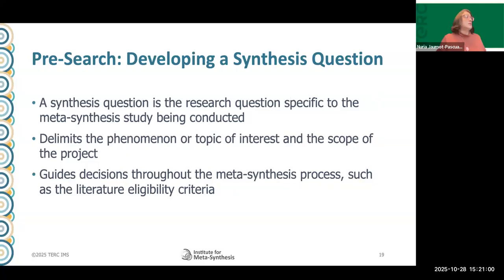One of the first things that you do is develop a synthesis question. What is a synthesis question? It is basically the research question for a synthesis project. We give it a different name so that we don't confuse it with the research question of each of the studies that you will include. What it does is that it delimits the phenomenon or the topic of interest and the scope of the project. And it guides all the decisions that come afterwards, such as what literature you're going to include and what your eligibility criteria are going to look like. A viable synthesis question should be clear and should specify the scope of your metasynthesis.